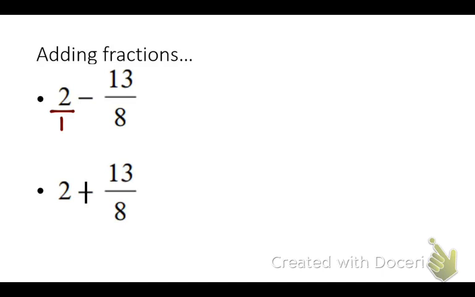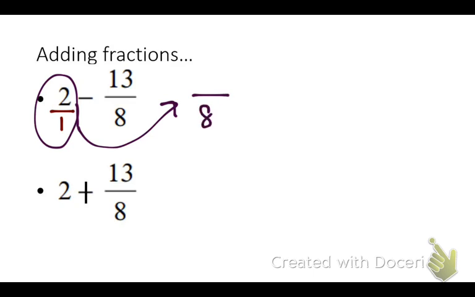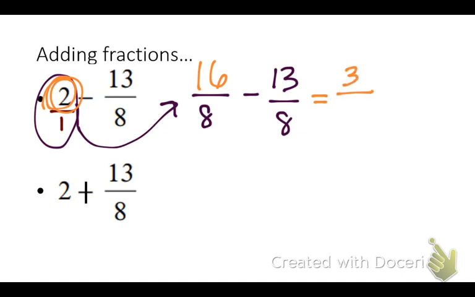So what we need is for this fraction to have a denominator of 8, because we already have 13 over 8 as the second fraction. Alright, so what would I have to multiply by 1 to get 8? That's right, 8. So we need to multiply the top also by 8. So 2 times 8 is 16. Once you have this, you add or subtract the top. So 16 minus 13 is 3. And then you keep the denominator, which would be 8.